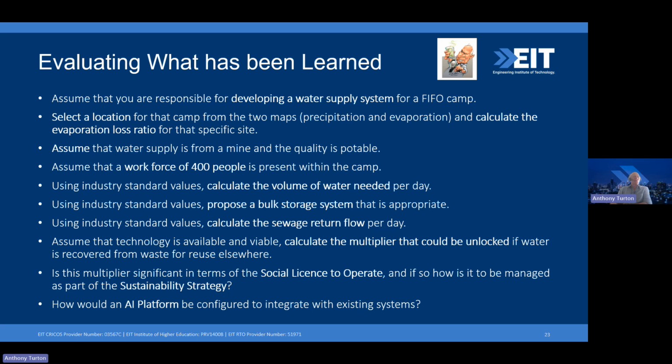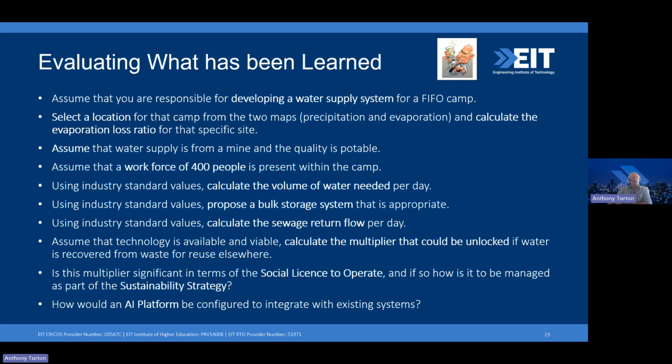So assume that the water quality is potable, because there are all kinds of technical things in mine water. Not all mine water is high quality. In fact, a lot of mine water is very bad quality. But let's assume that the water supply does come from the mine. So you are just asked to develop a solution for the storage of that water. Assume that the workforce of 400 people is present within a camp. So using industry standard values, calculate the volume of water needed per day for that FIFO camp.